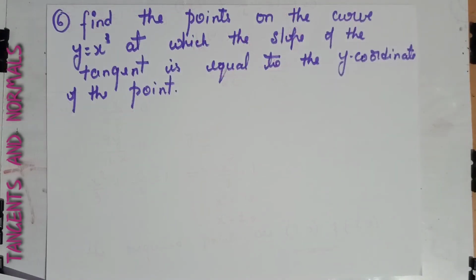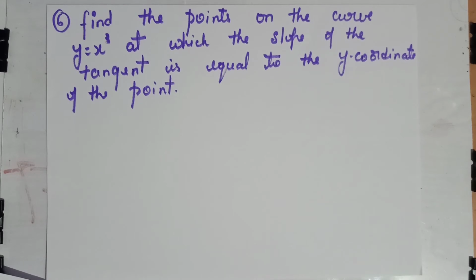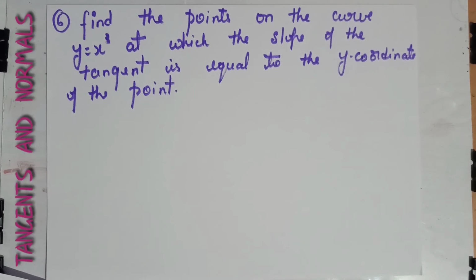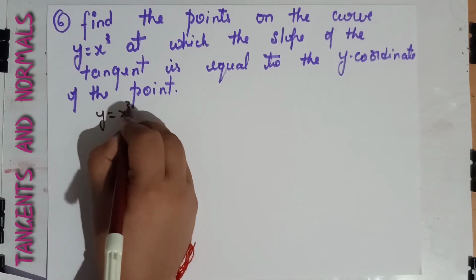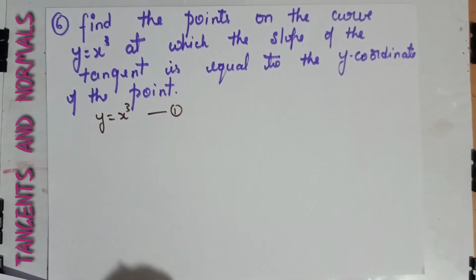Next, question number 6. Find the points on the curve y is equal to x cube at which the slope of the tangent is equal to the y coordinate of the point. So here it is mentioned the slope of a tangent is equal to y coordinate of the point. So first we will find out the slope of a tangent. So we will differentiate the given curve. So y is equal to x cube. Let us consider this equation as 1.